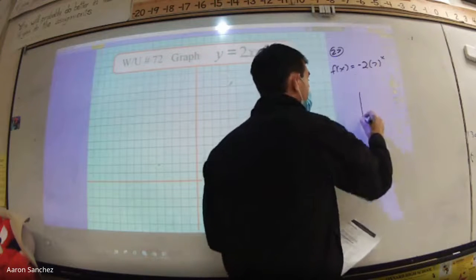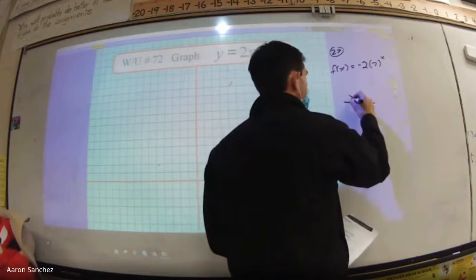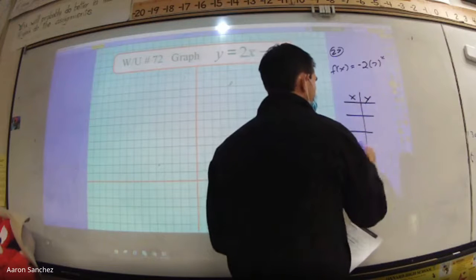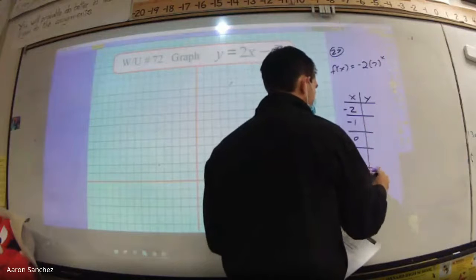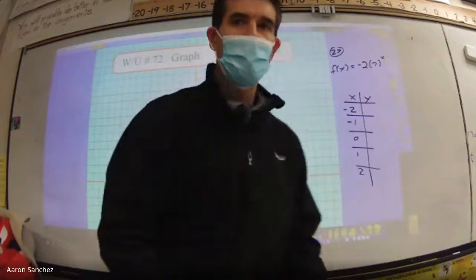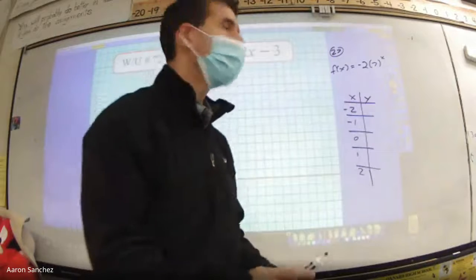Okay? So let's go like this. Everyone, always go like this. X, y. Start off like this. Go negative 2, negative 1, 0, 1, 2 for your x's. Those 4 points should be enough to help us to graph it.